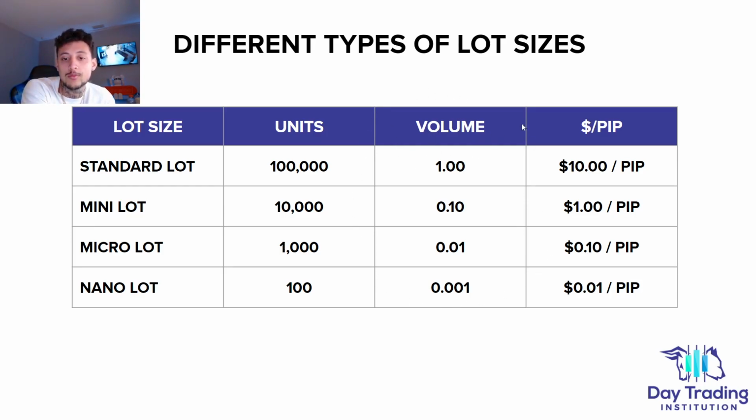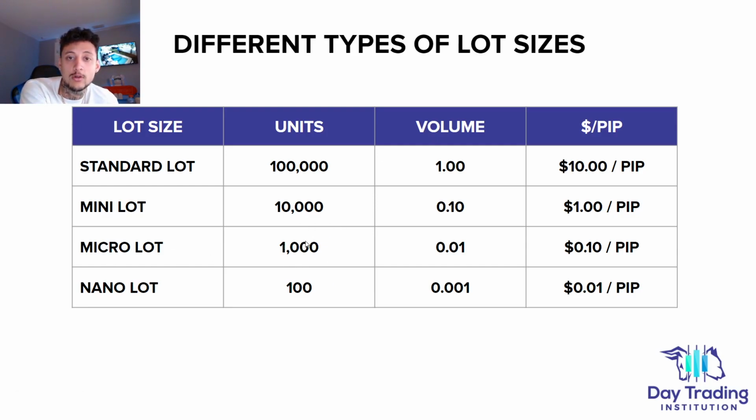So if we look at the volume, these are going to be the lot sizes. These are just the definitions of the lots. But let's take a look at the nano lot. Typically, most brokers don't offer nano lots, so I'm not going to go over it too much. But what they do offer is micro lots. What lot size you use depends on your account and how much money you're looking to risk, along with how much you're looking to make. Obviously, the bigger the lot size you use, the more you're risking, and the more you can potentially make.